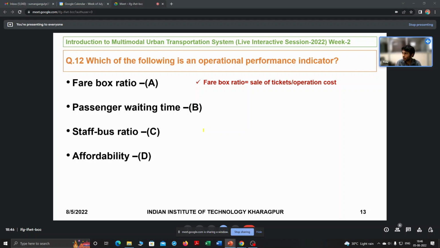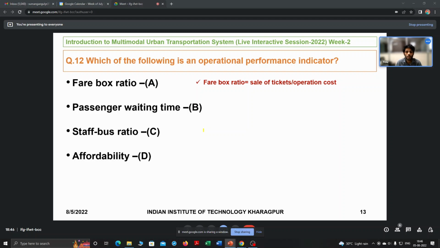So then what is the passenger waiting time? I already mentioned that the quality of service performance measures are basically directly related to the passengers' waiting time, right? So that is not an operational performance measure. Then what is stop bus ratio? Per bus, what is the number of stops that are allocated? Stops may be the conductor, the bus driver, right? So during an operation, if you see for a particular trip, how many stops are there per bus, that is of importance. So it is an operational performance indicator.